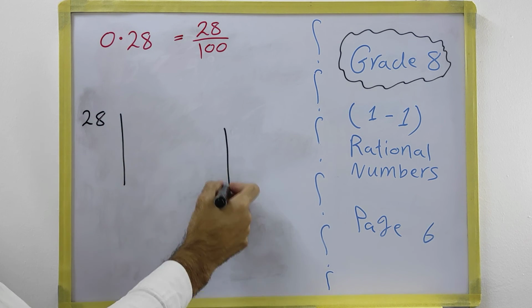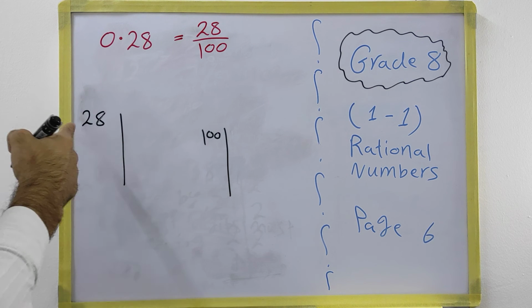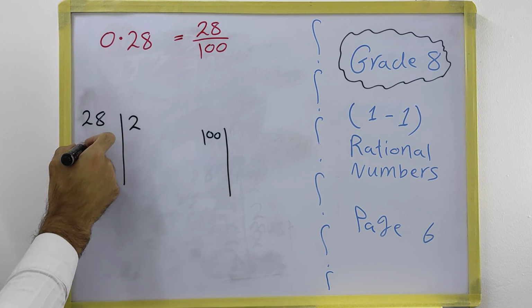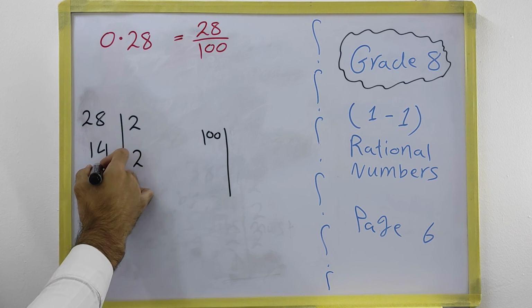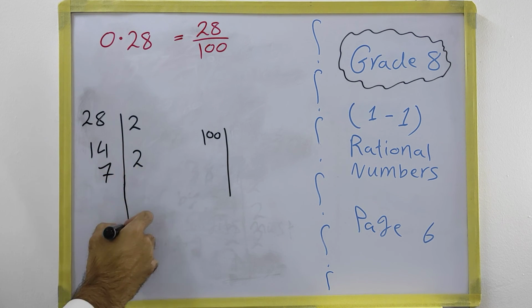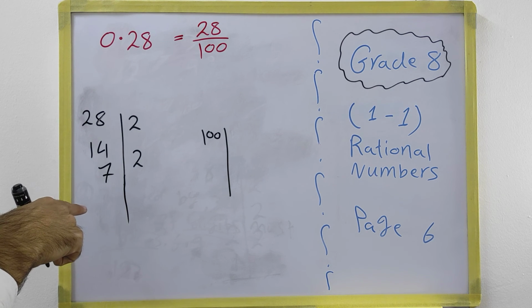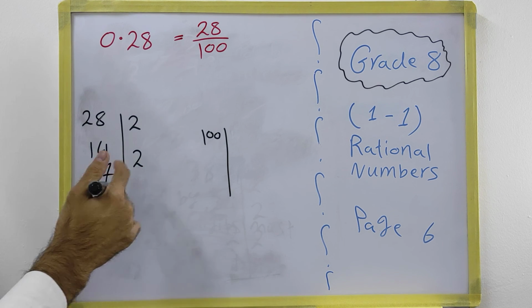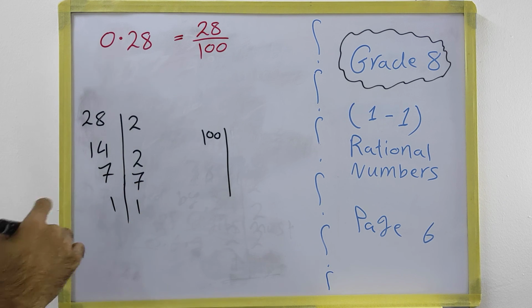28 over 100. Divide by 2. Yes, 14. Again divide by 2. 7. Can 7 be divided by 2? No. By 3? No. By 5? Again no. By itself. Yes, it is.